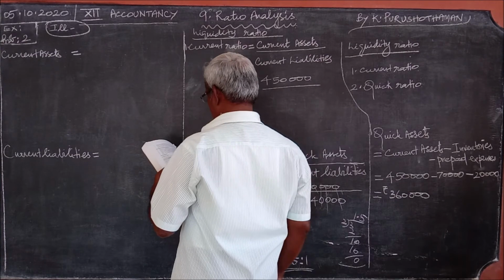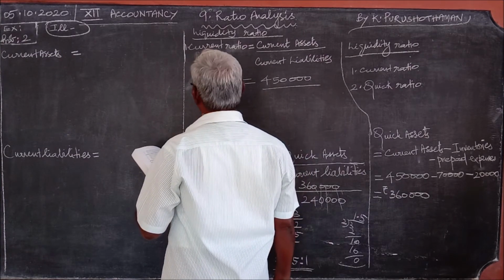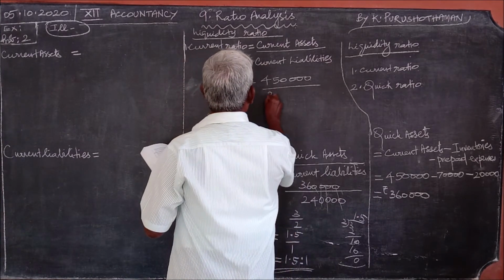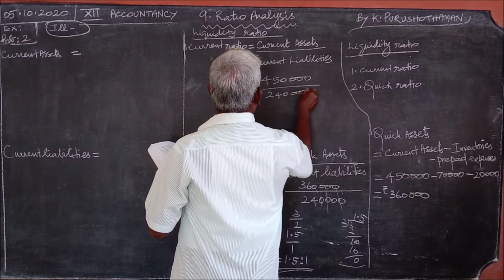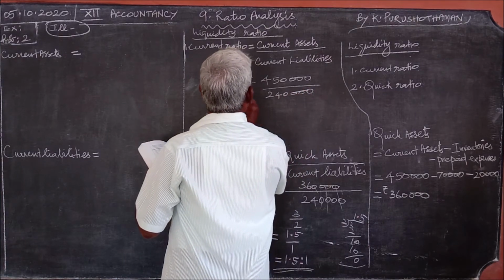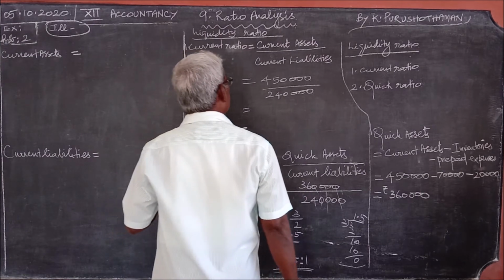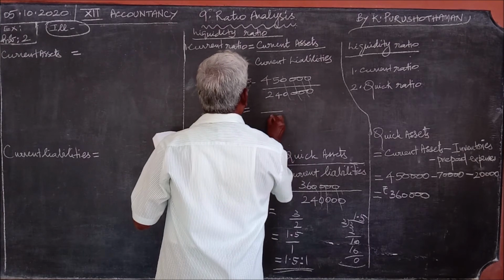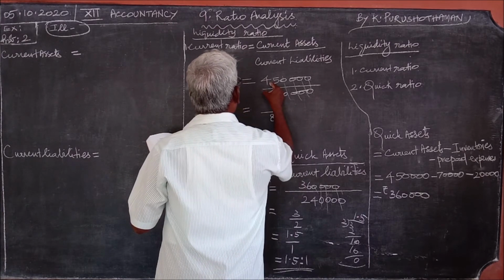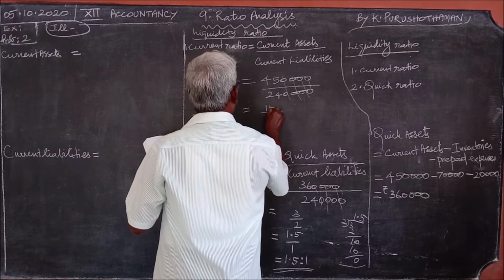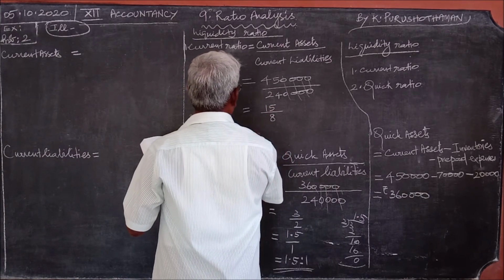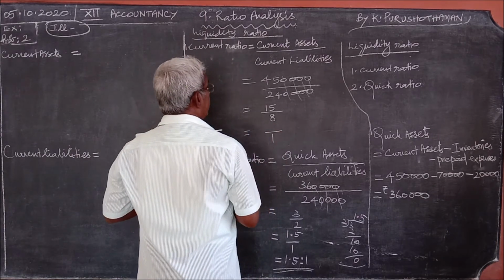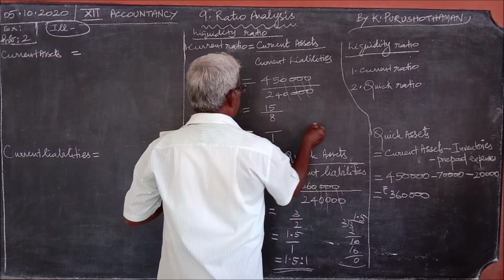What is the amount of current liabilities? It is given separately there in problem number 2. Problem number 2. Current liabilities 2,40,000. So you just divide, 4 zeros cancel. If you divide 24 by 3, 8. If you divide 45 by 3, 15. 15 by 8. What I told you, write the denominator as 1, then divide the numerator by denominator.